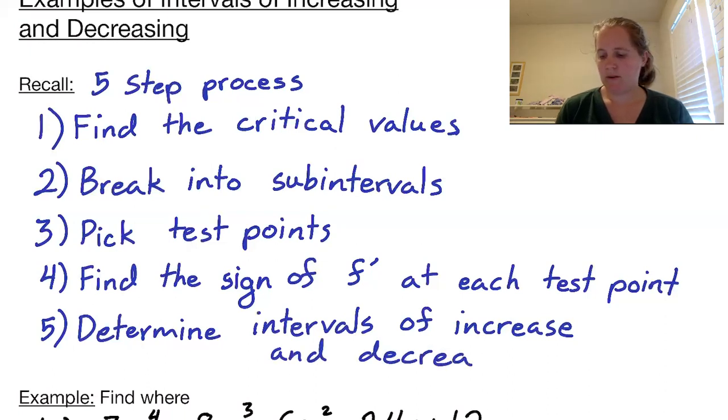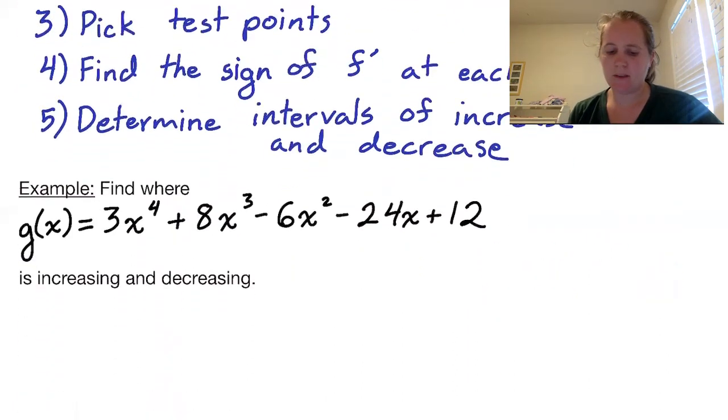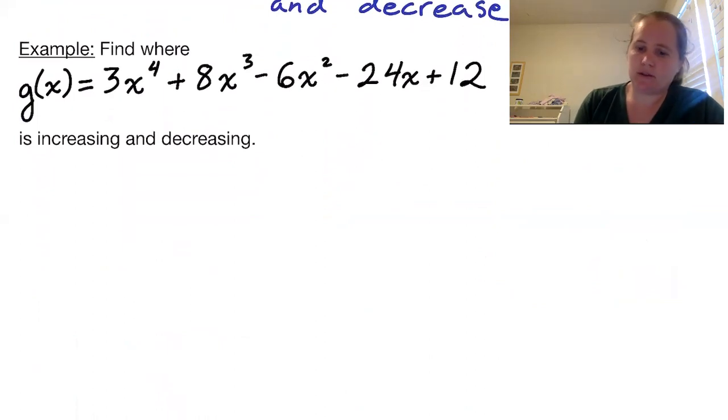So we're going to run through a couple examples. Again, as I mentioned in the previous video, I'm not going to write out all of these steps this time as individual number lines. I'll show them on one number line. So we need to first find the critical values, if we are going to find where g of x equals 3x to the fourth plus 8x cubed minus 6x squared minus 24x plus 12 is increasing and decreasing.